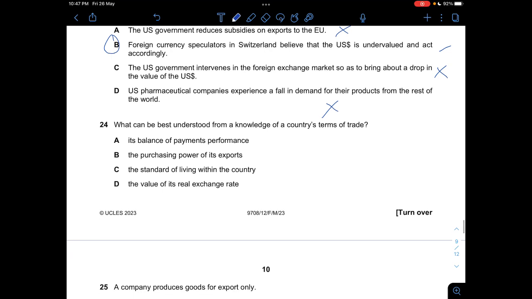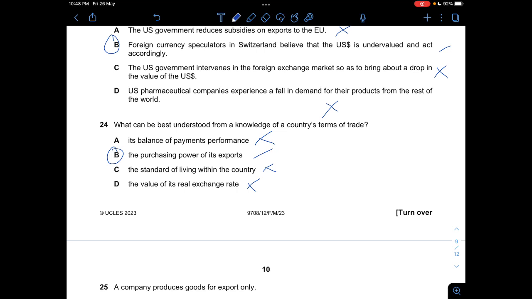Question 24. What can be best understood from a knowledge of a country's terms of trade? So the country's terms of trade is when we divide the price index of exports over the price index of imports. So A, it says balance of payments, is not correct. B, it says the purchasing power of its exports, would be correct. C, it says the standard of living within the country, is not correct. This is based on inflation or the general price level. D, the value of its real exchange rate, is not correct, as there's no connection between terms of trade and exchange rate. So I'll say it's B, the purchasing power of its exports.